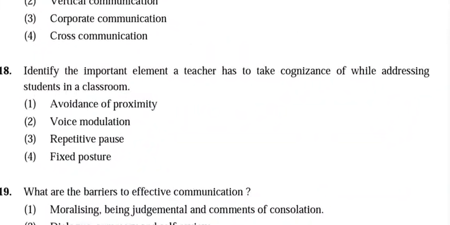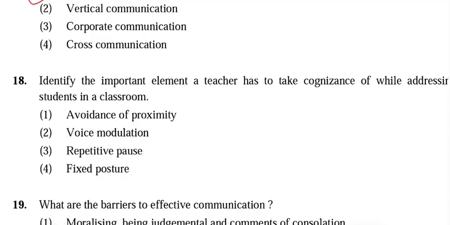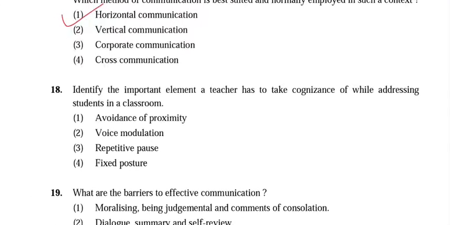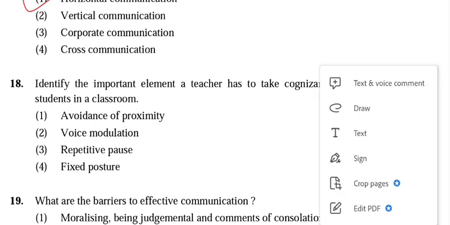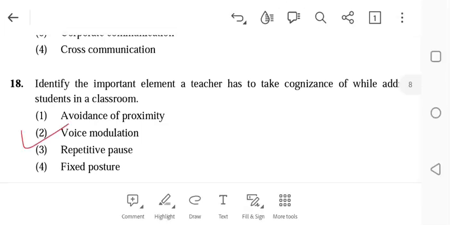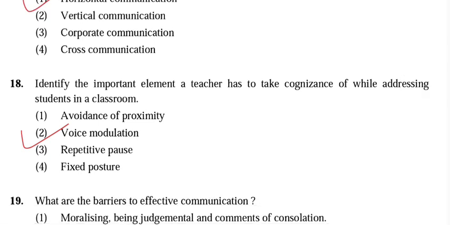Number 18. Identify the important element a teacher has to take cognizance of while addressing students in a classroom. Avoidance of proximity, voice modulation, repetitive pause, fixed posture. So correct answer will be voice modulation. So when you will be teaching in a classroom, according to circumstance, you have to change your voice. You can be little loud, little slow, like that. Voice modulation must be done.